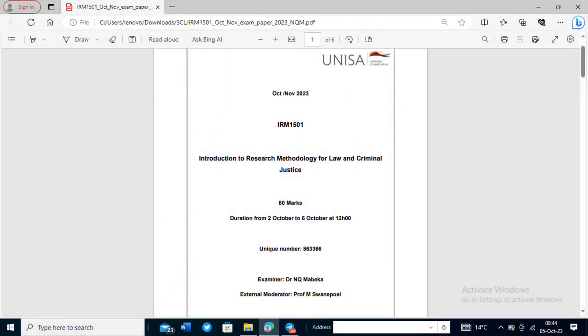So guys, you have to read the instructions first and understand what is needed of you, what you need to do. And then I saw that one of the instructions stated that you need to create a cover page.